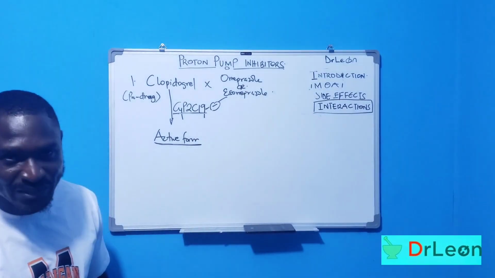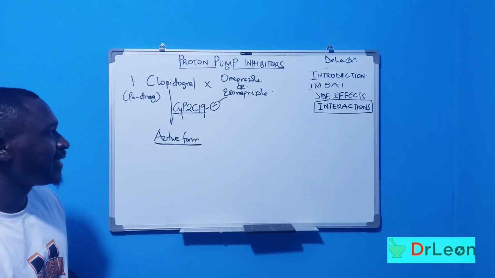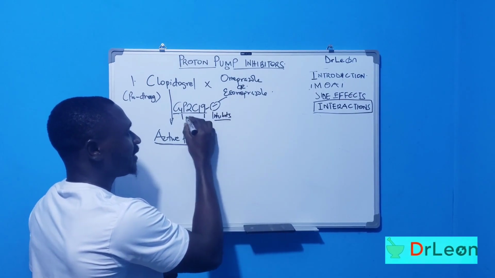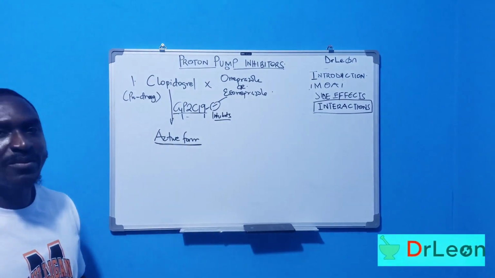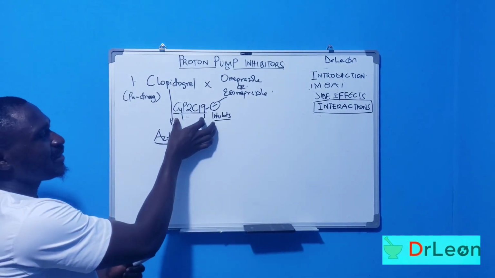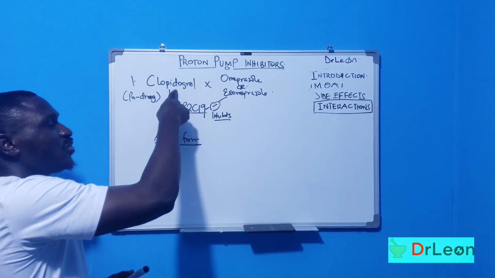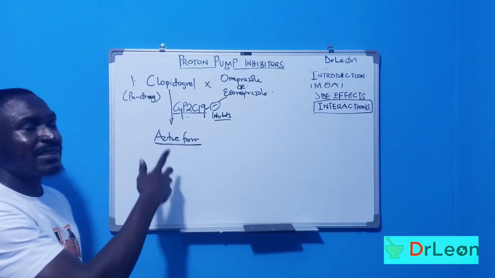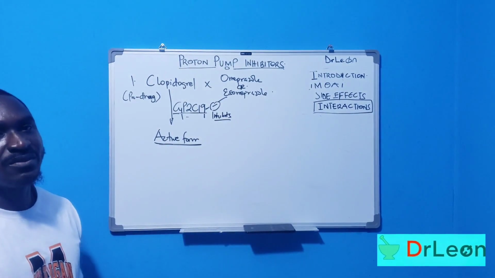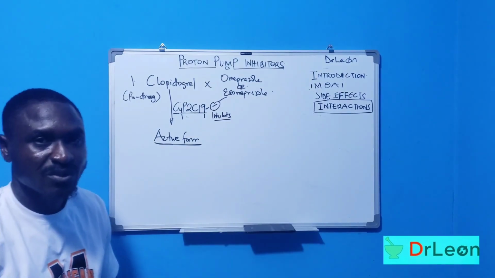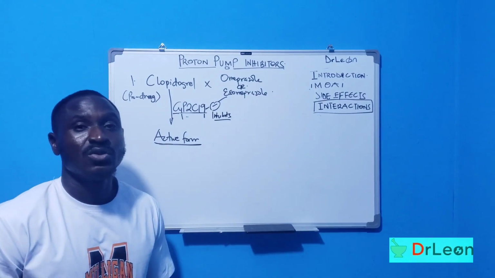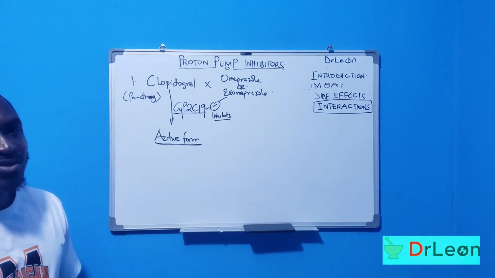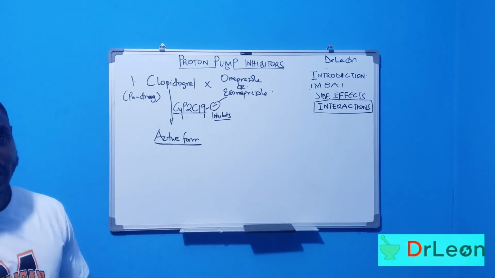But omeprazole and esomeprazole, as we already discussed, are able to inhibit this same enzyme. And what will happen? You are inhibiting this enzyme. It means your clopidogrel wouldn't be activated, and for that matter, it wouldn't be effective. So if you have a patient on clopidogrel and the patient is also to be given a proton pump inhibitor, then you have to be mindful of this situation.